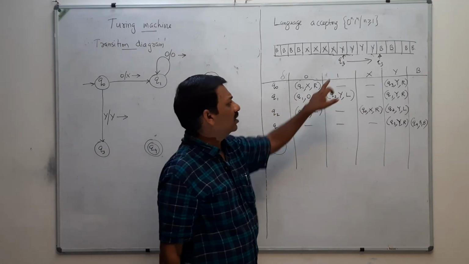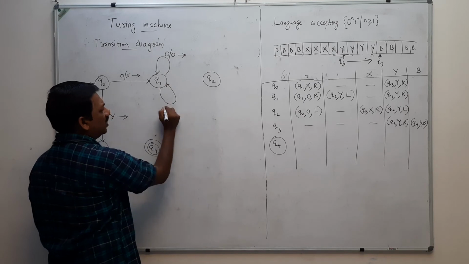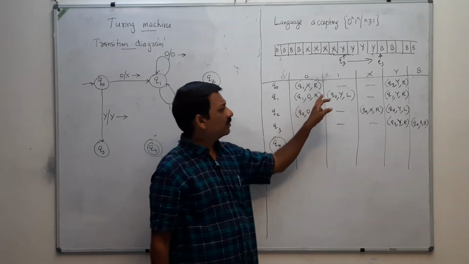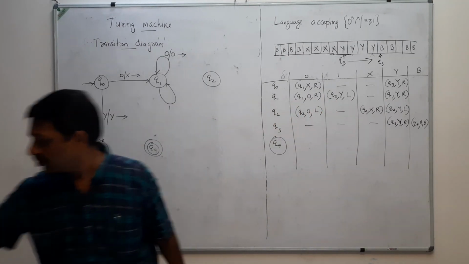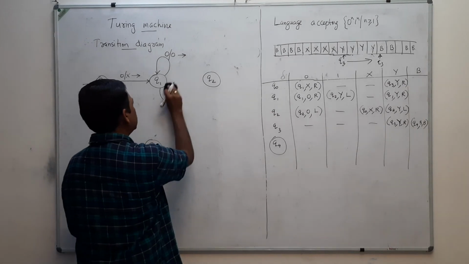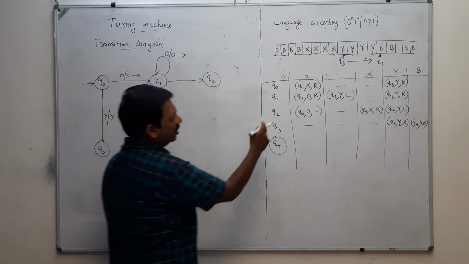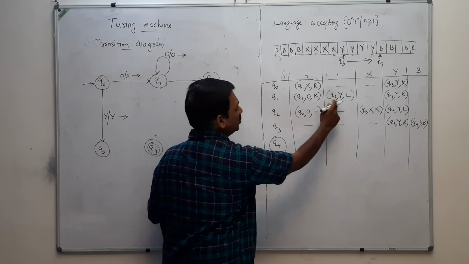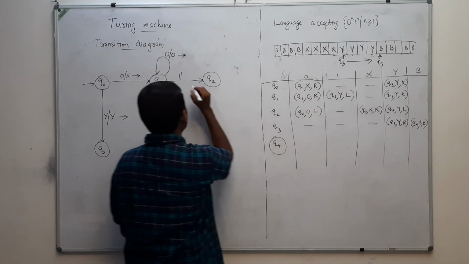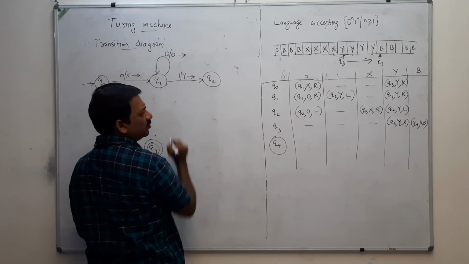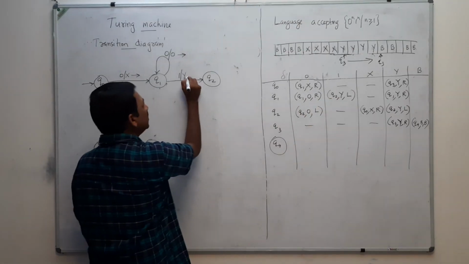What is Q1 on 1? In Q1, if the input symbol is 1, what will happen? Suppose that the input is 1. We are going to replace that by y, and it will move to a new state Q2. Q1 upon receiving 1 is switching to state Q2, replacing this 1 with y, and it is moving left. It is not moving right. That means Q2, y, left means it is moving left.